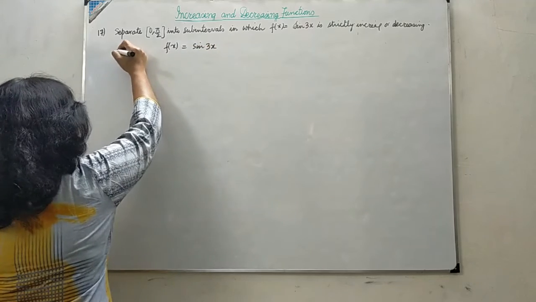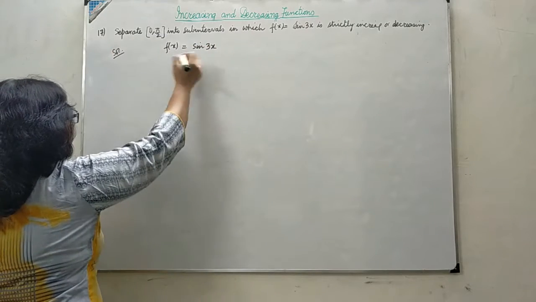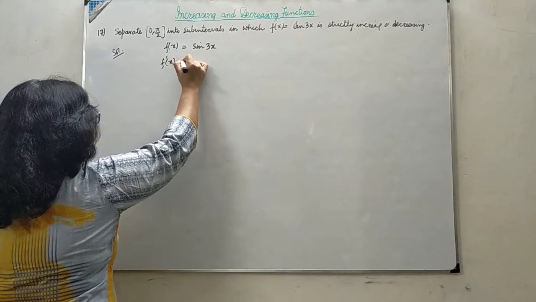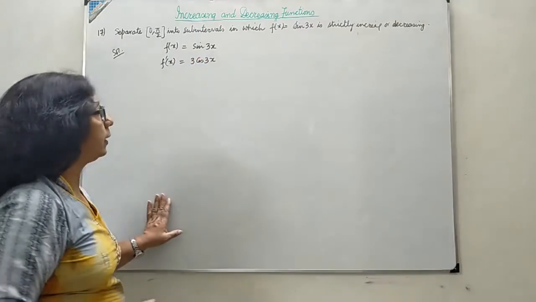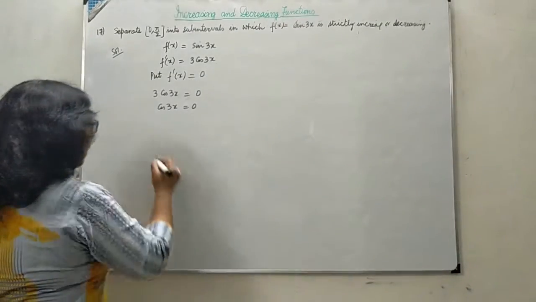As in the previous question we have done, but I am taking a separate way to do it. First I will take the derivative, 3 cos 3x. Then, as per the procedure we have used, put f'(x) as 0. So 3 times cos 3x is 0, which means cos 3x is 0. When cos is 0, you know that it is 0 on all odd multiples of pi by 2.